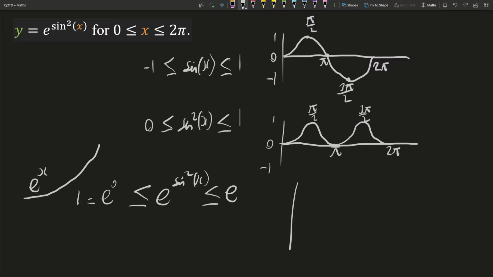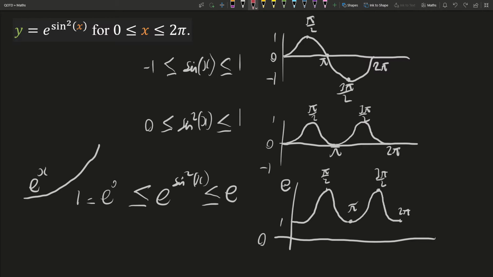This allows us to draw the graph, and I'm going to put 0 at the bottom here, where we have, so I'll put 1, and then e, so it's about 2.7 at the top here. And we start off at the bottom, we go up to e, we go back down, and then we repeat that, we go up to e, then we go back down. And this is the graph of e to the sine squared x.